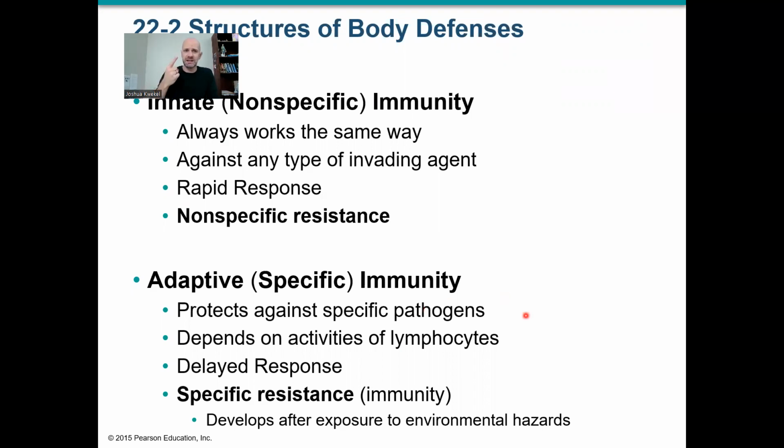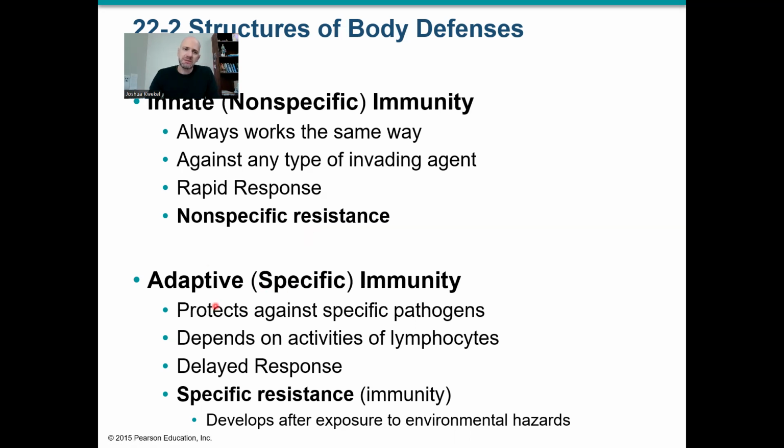Two parts here: innate immunity and adaptive immunity. You might hear them referred to innate as nonspecific and adaptive as specific. Okay. So these are the aspects here of innate. They always work the same way. It's against any type of invading agent. It's a very rapid response, and it's a non-specific resistance. Okay, you don't need any special tools to do this. All of our phagocytic cells can do the job.